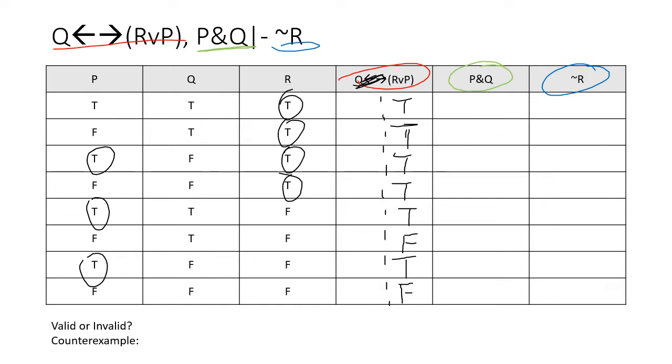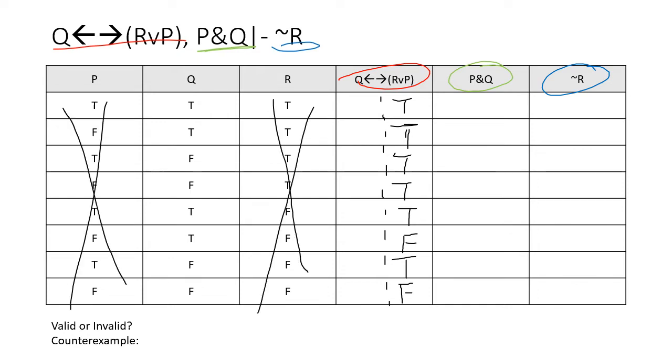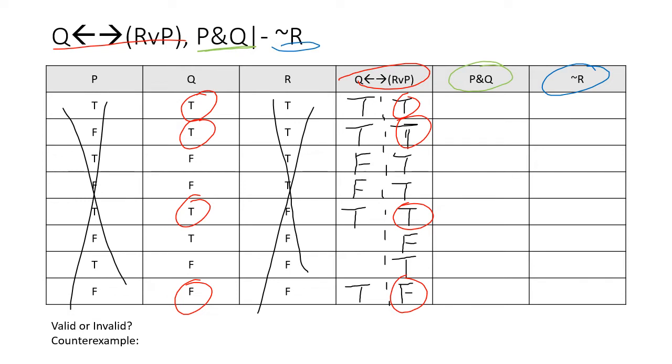Now with that, we can bring back in the Q double arrow. And double arrow is true wherever both of them match. So they both match here, they both match here, both match here, and they both match here. And so wherever they match, they're true. Wherever one of them is false and one of them is true, it's going to be false. And so we can erase those.